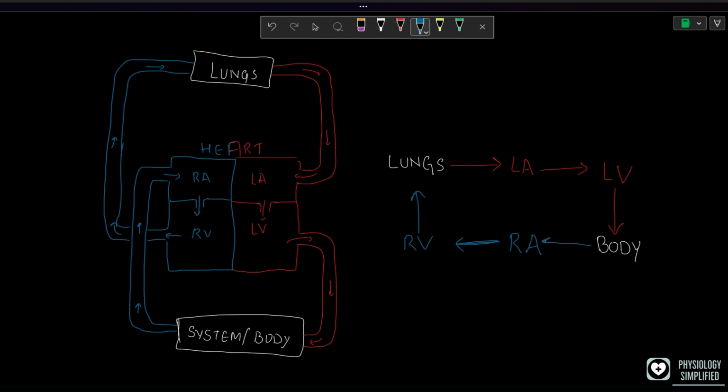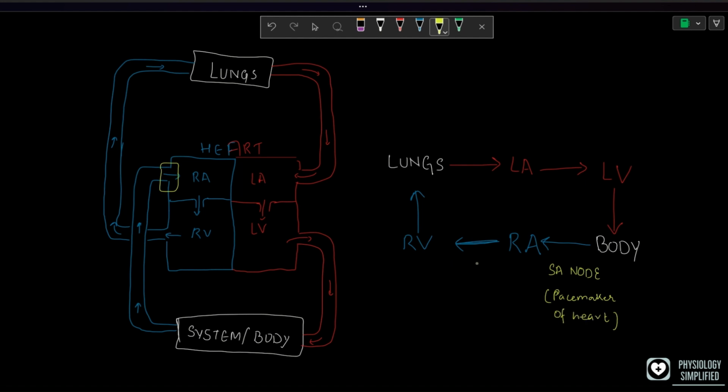Now when the blood is entering into the heart, the opening of the right atrium is guarded by a muscular tissue which is known as the SA node, or the pacemaker of the heart. The opening between the right atrium and the right ventricle is guarded by valves, which is known as the tricuspid valve. Basically, a valve functions to prevent the backflow of the blood.